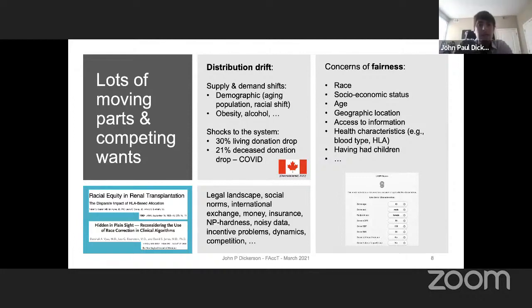And there are many, many other moving parts here. The legal landscape changes across different countries. Social norms might change. For example, a big one is money is not allowed explicitly in organ markets in almost every country in the world. International exchanges. The European Union right now is booting up a formal international exchange program. How does money play into this? How does insurance play into this? From a computer scientist point of view, how does the complexity of the problem to solve play into this? There's noisy data, there's incentive problems. Here in the US, we have insurance companies, we have various different agents, right? Dynamics in the system, competition, and so on.